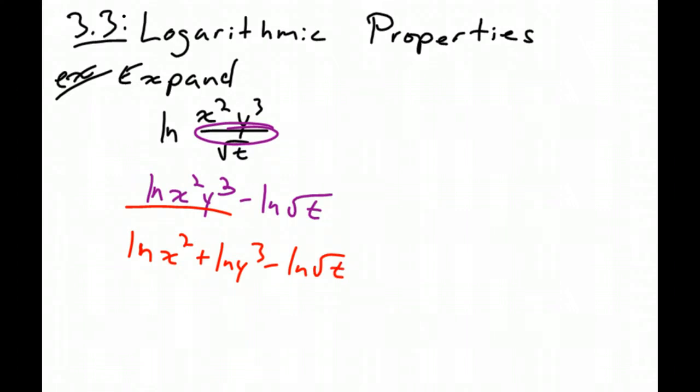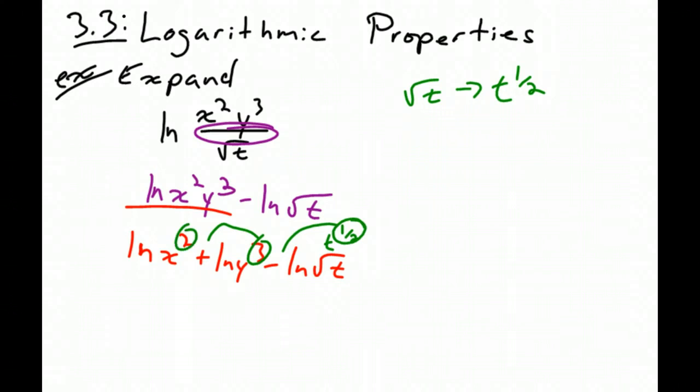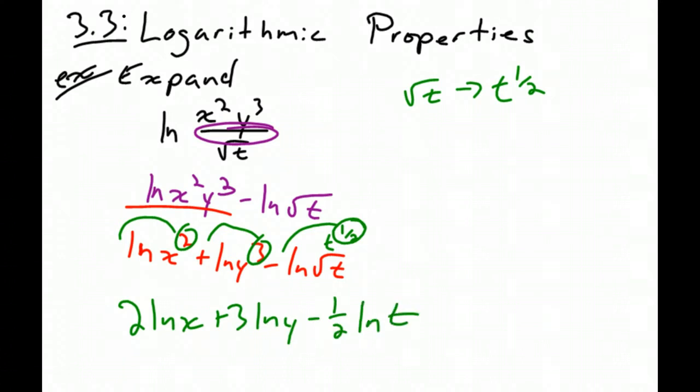Absolute value? What are you talking about, Mr. Pike? You're crazy. That's the square root. Fool. Don't forget the square root of t is t to the 1/2 power. So really, this is t to the 1/2 power. So I can take all of my powers and throw them in front of our natural logs, so that I have 2 ln x plus 3 ln y minus 1/2 natural log t.